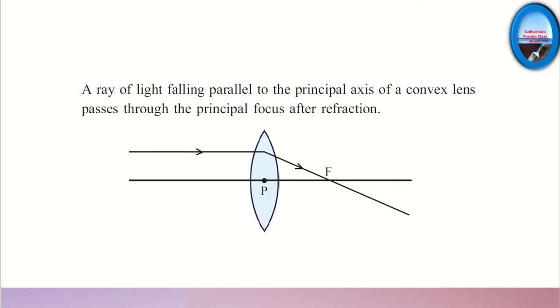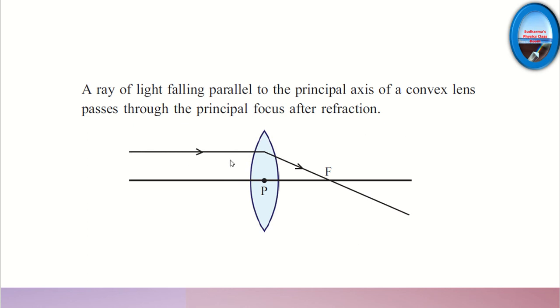Rule number two: a ray of light falling parallel to the principal axis of a convex lens passes through the principal focus after refraction. This we have already seen, right? When we defined the principal focus, we saw a beam of light parallel to the principal axis passing through the focus. So it's the same thing, but again formulated in the form of a rule. This is a very useful ray when we construct the ray diagram.